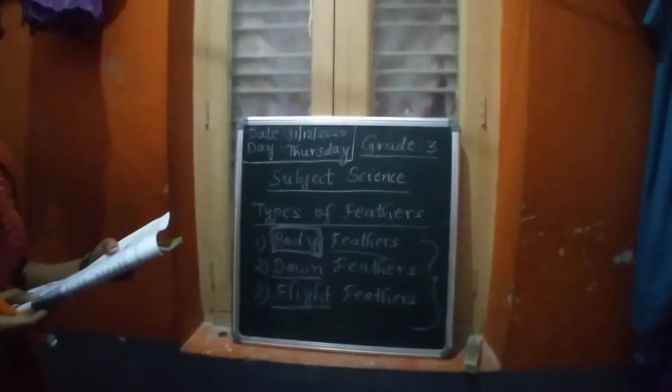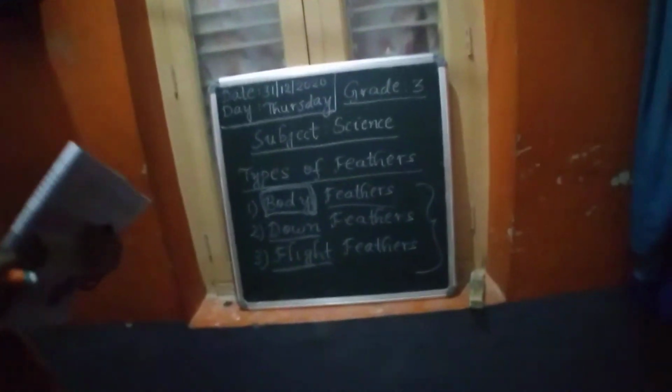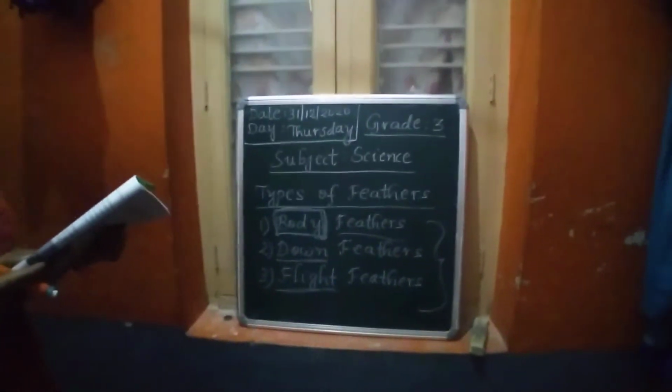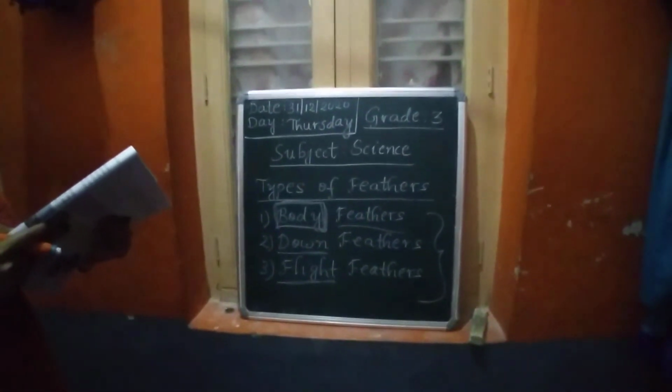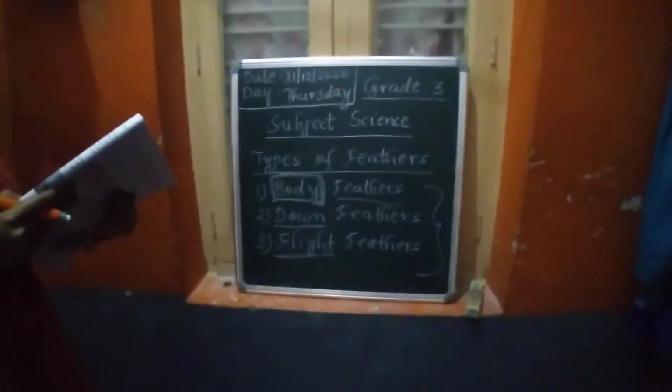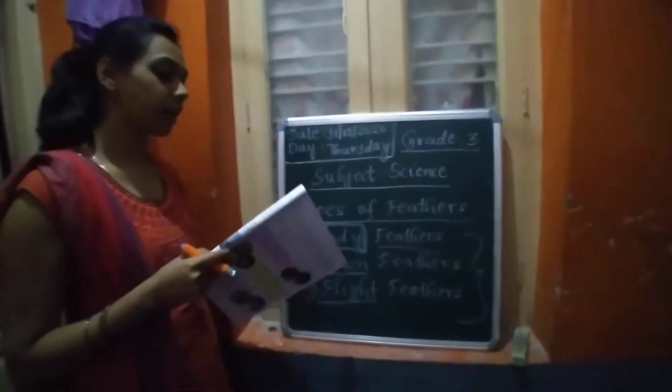Next one is down feathers. Let us see what down feathers are. Down feathers are short, soft and fluffy feathers found close to the body of a bird. They help in keeping the bird's body warm. The bodies of most of the birds are covered with down feathers when they are born.